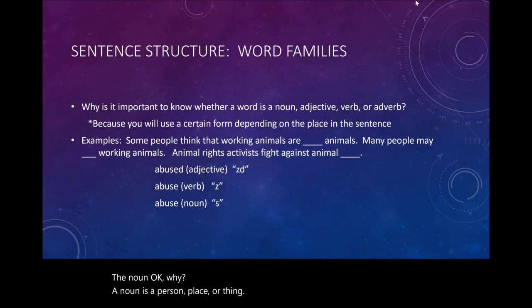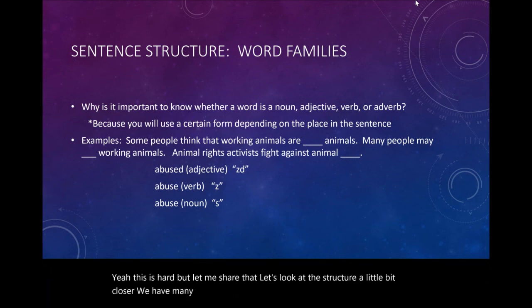Do you know why? Or you just think it sounds... It's hard, right? Yeah, this is hard. But let's look at the structure a little bit closer. We have many people, that's the subject, okay? Then we have the word may. May is a special kind of word.